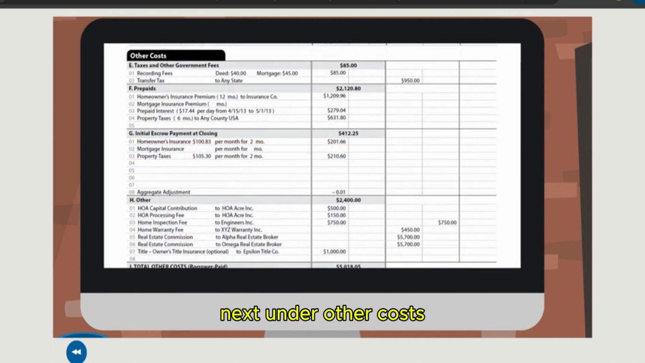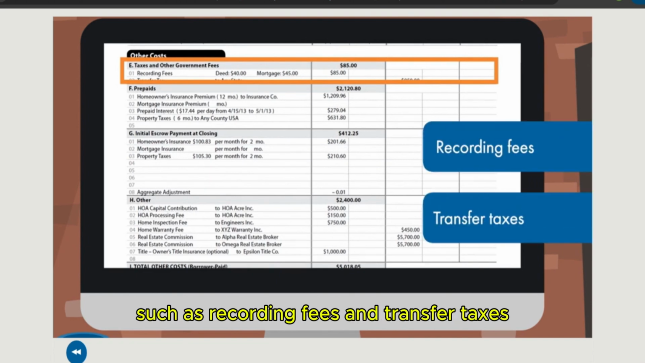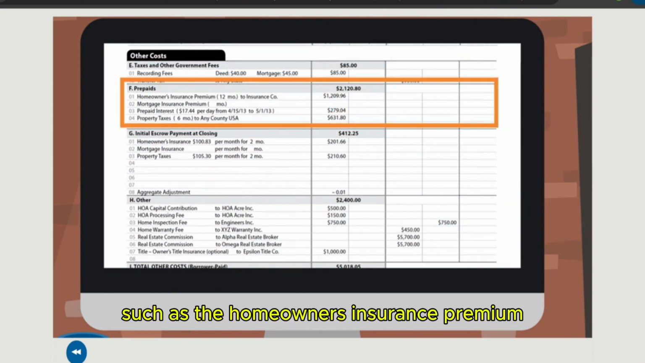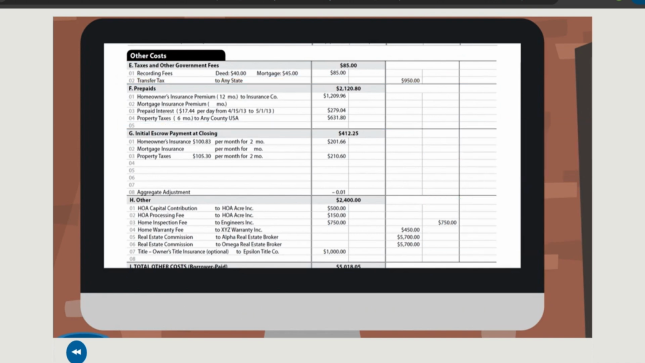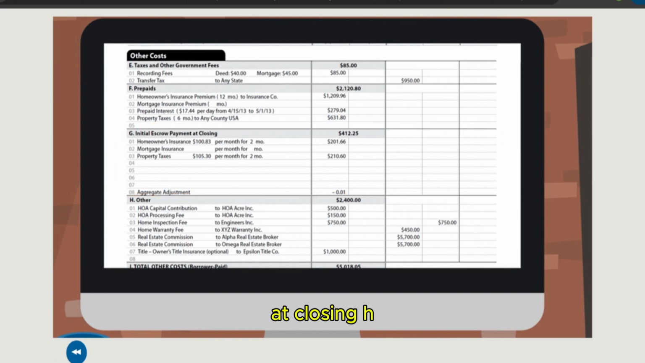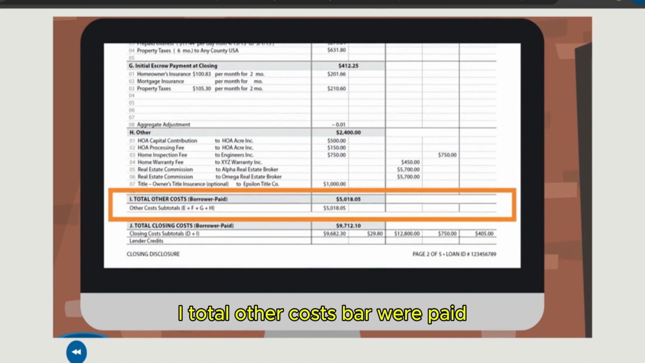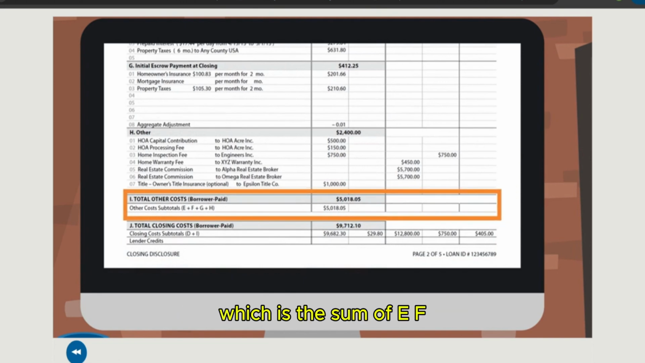Next, under other costs, you will see 6 sections. E. Taxes and other government fees, such as recording fees and transfer taxes. F. Prepaids, such as the homeowner's insurance premium or property taxes. G. Initial escrow payment at closing, which includes anything that is paid to the escrow account at closing. H. Other, which includes any costs that do not fit into the other categories. I. Total other costs borrower paid, which is the sum of E, F, G, and H.